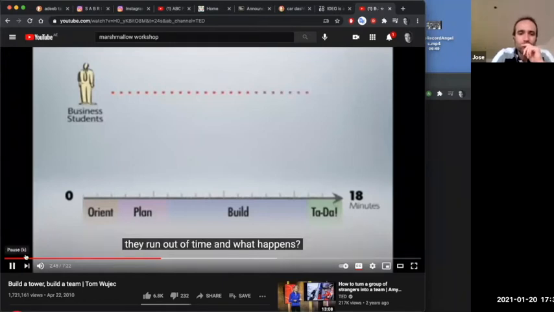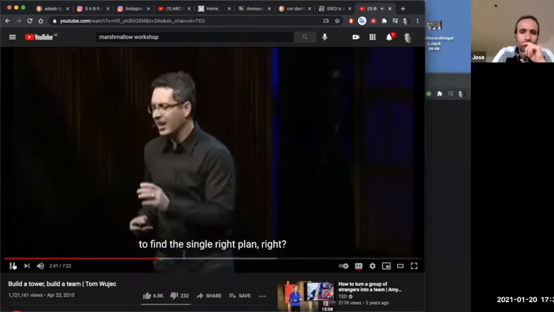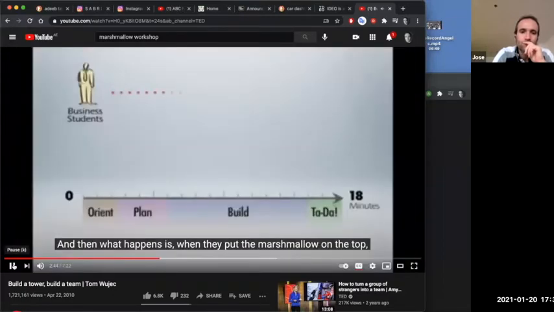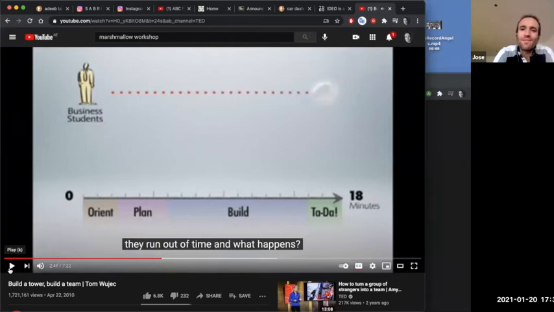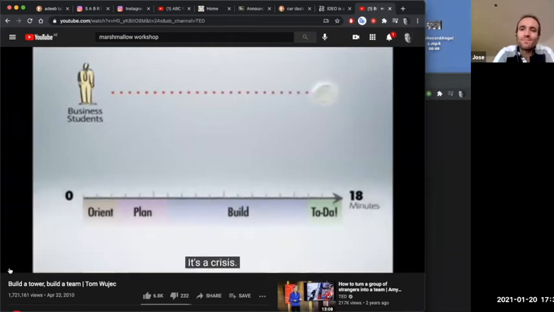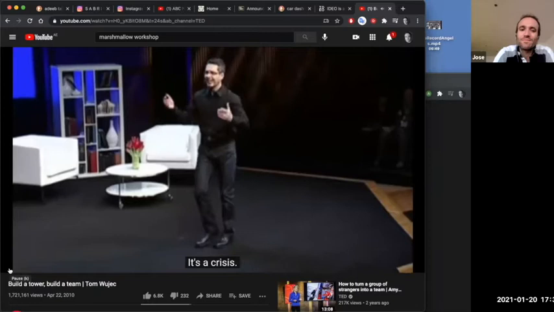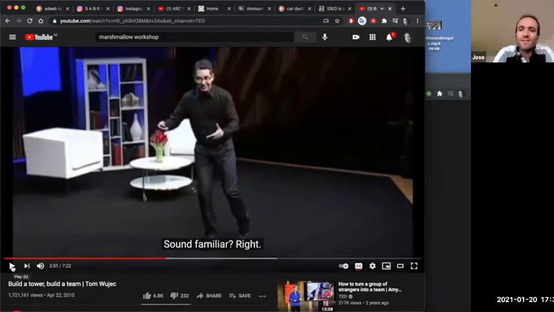Marshmallow on top, they run out of time, and what happens? So business students, what they do is they spend a lot of time planning, right? That's what we teach you here. Plan, plan, plan, plan. Planning is important. Put the marshmallow on top, they run out of time, and what happens? It's a crisis. Yeah, that's what actually happens. Most of the engineers, business students, and so on.